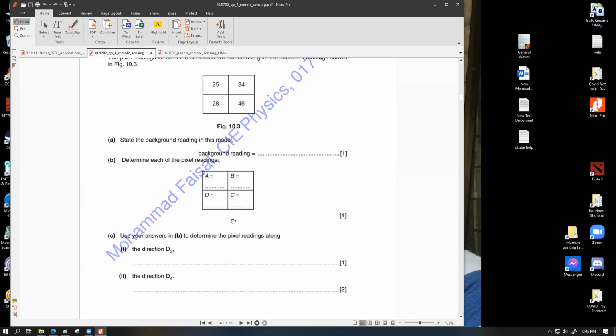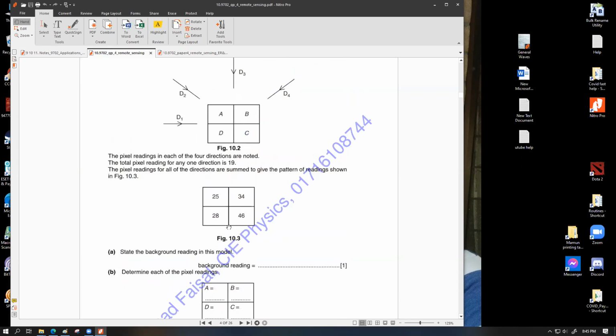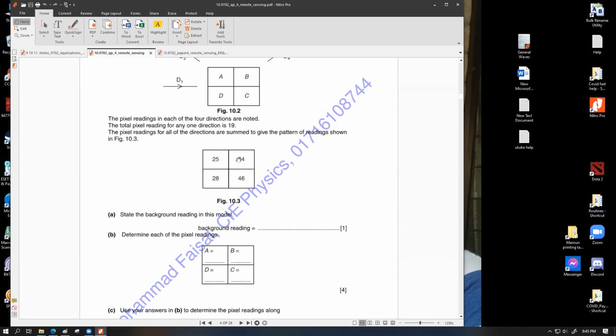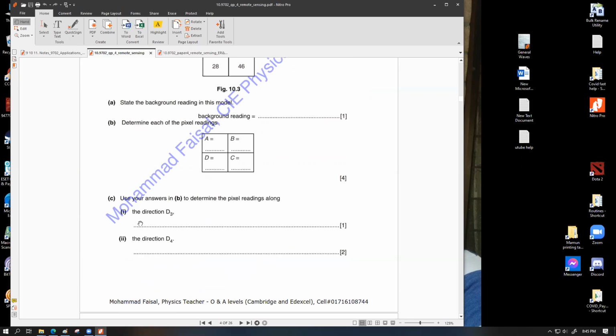And once you get this thing, it says that use your answer in B to determine the pixel readings along the direction D3, the direction along the D4. Note the D3 direction: D3 is vertically down. So once you get these 4 numbers over here, the vertically down direction will be 2 numbers. So you should write 2 numbers over here with a bit of space. Or you can make a rectangular box of 2 boxes and write those 2 numbers over here. However, there should be only 2 numbers over here.